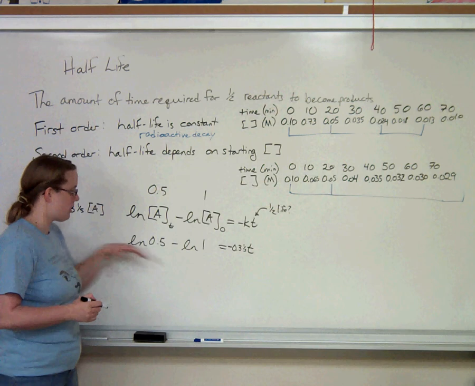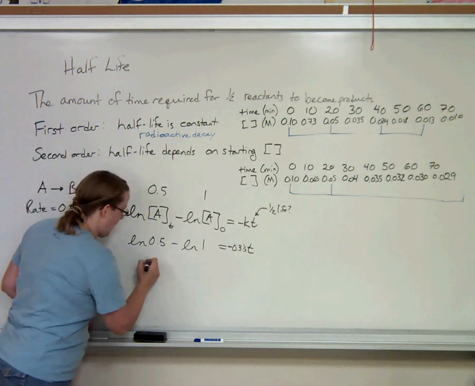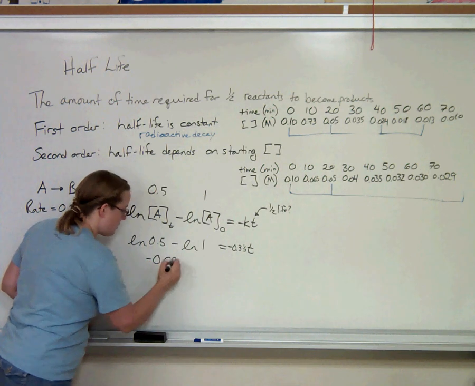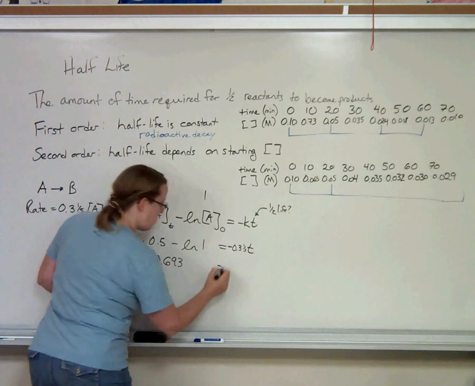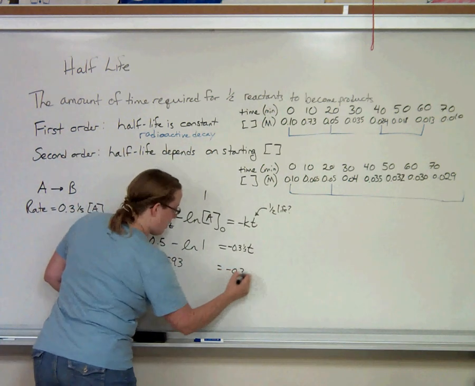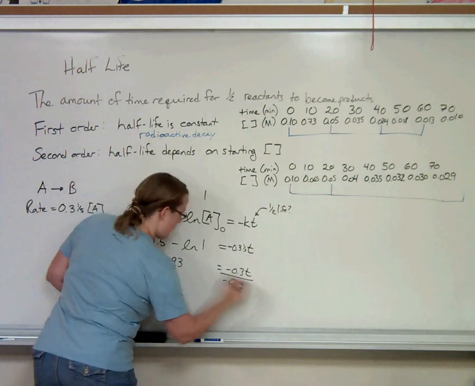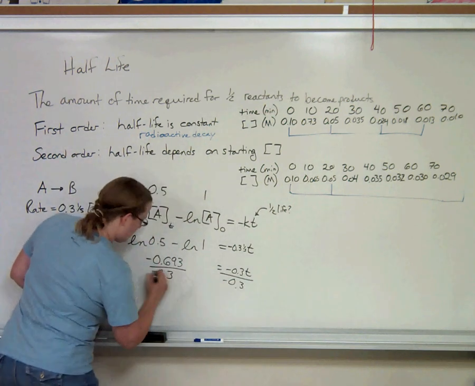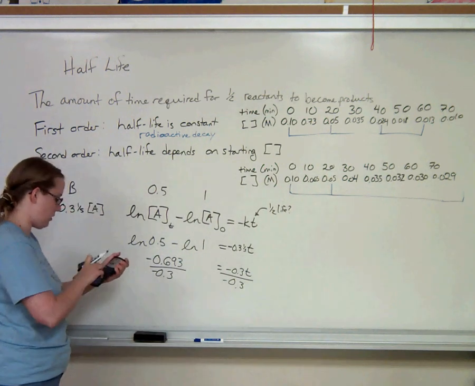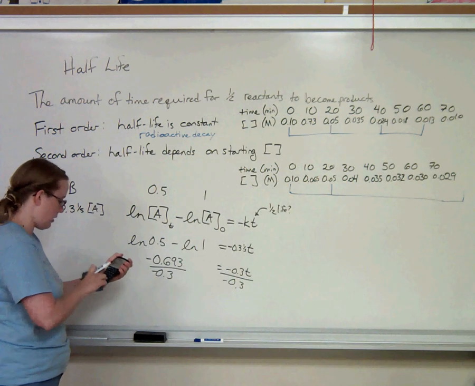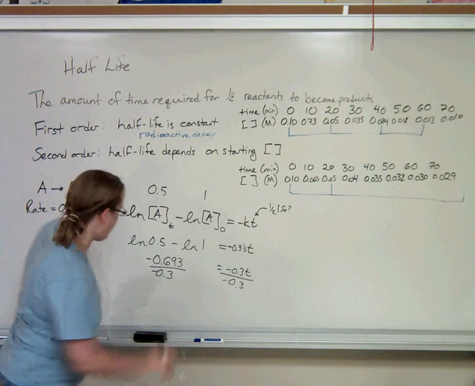So if we take the natural log of 0.5 minus natural log of 1, we get negative 0.693 equals negative 0.3 T. And then we can divide both sides by 0.3 and figure out what the half-life will be. So for this particular example, 0.693 divided by 0.3 is 2.31. So it'll take 2.31 seconds for the time.